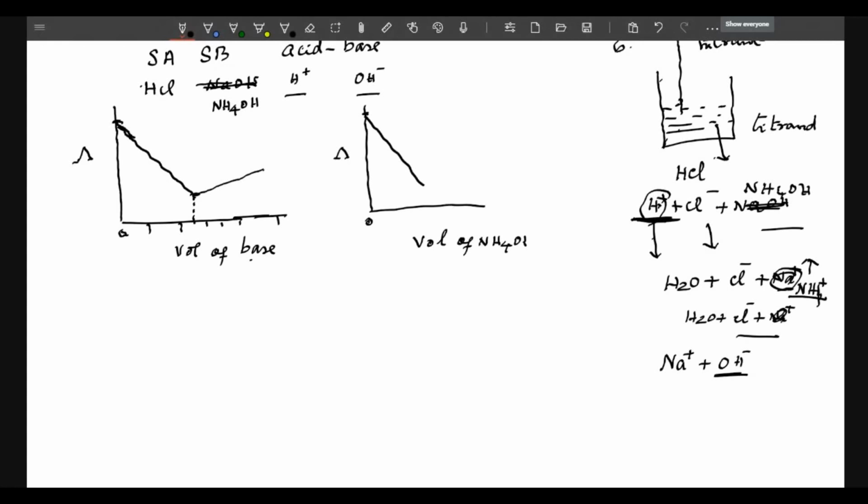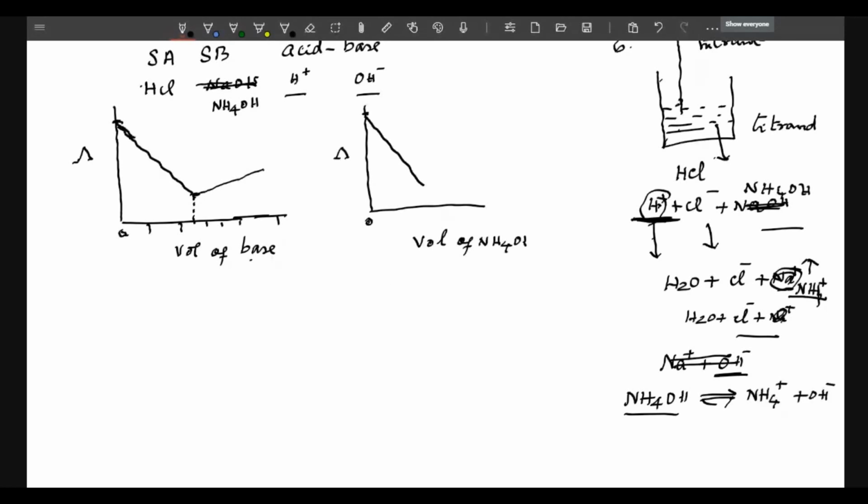Until the equivalence point is reached. Okay, after the equivalence point, what happened? You are adding ammonium hydroxide. This ammonium hydroxide is a weak electrolyte. Therefore, whether it is undergoing ionization or not, after the equivalence point, it won't undergo ionization.